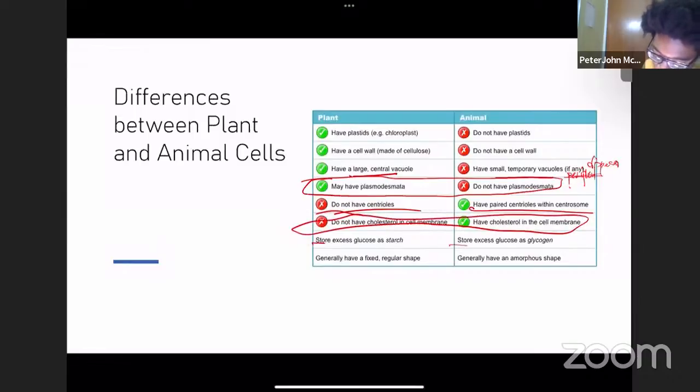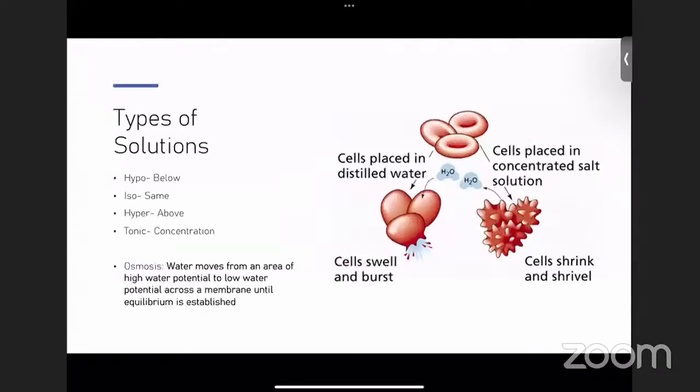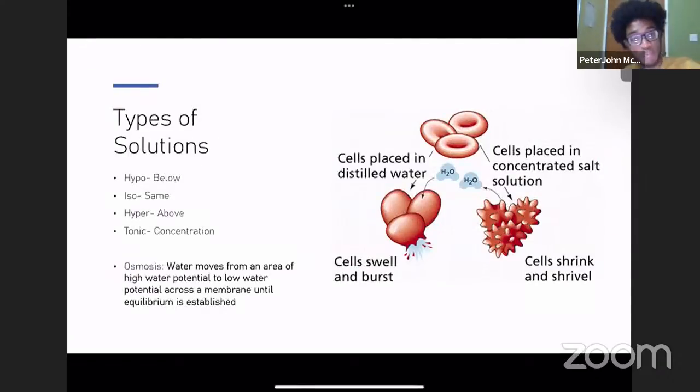These, forget about. This, know these. And you guys already know them because you were the ones that told me it has glycogen granules versus starch granules. So this is just the same thing. This is just saying that this has starch granules, and this is just saying that this has glycogen granules. And then this last thing: why does the plant cell have a fixed shape? Because of its cell wall. Cell wall, perfect.